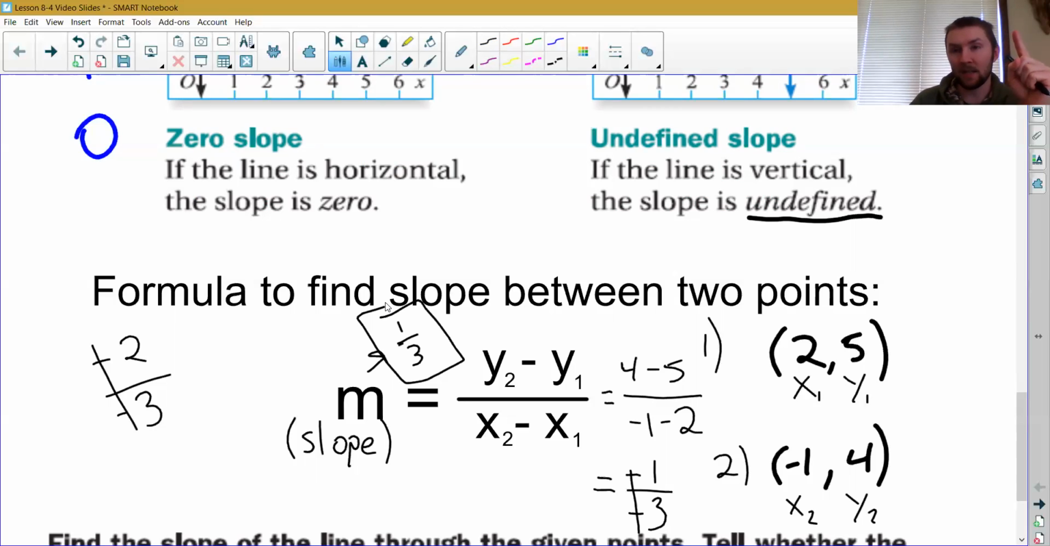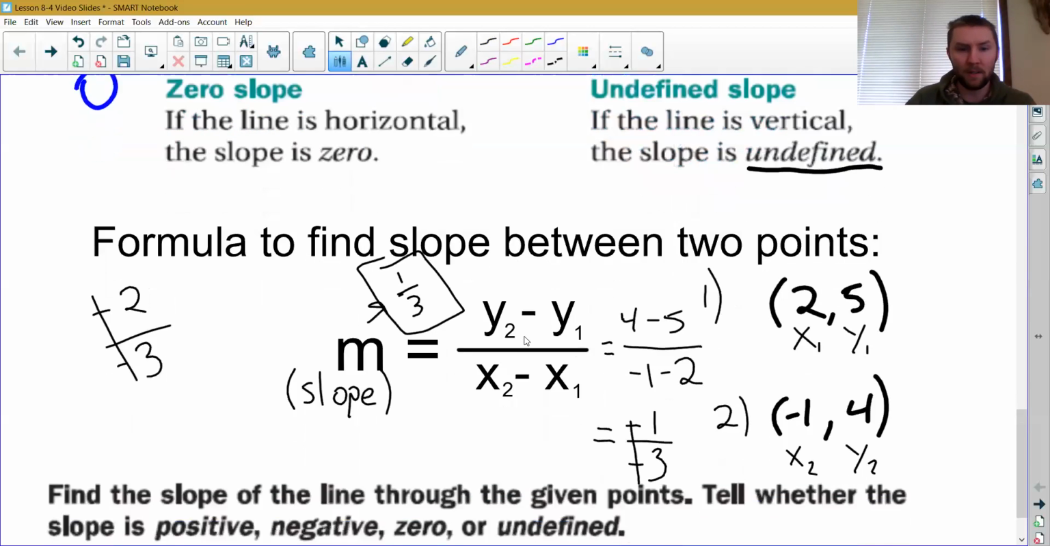Number one mistake that I see students make is you do the two subtractions correctly, but you put the x subtraction on the top and you put the y's on the bottom. Okay, you got to remember that the y, the vertical part, always goes on the top, okay? So think about y coordinates going up to the top of the fraction, okay?